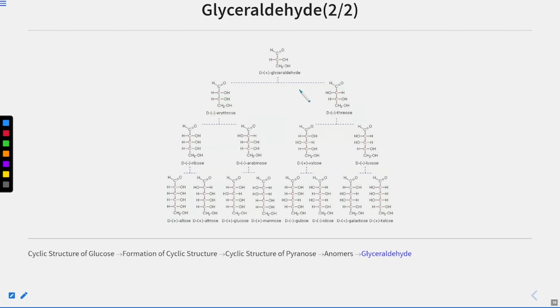Now, if I ask you under what classification they fall, all of these are aldose. Why? Because the carbonyl center is at the first position in each of them. Now let us try to divide it on the basis of number of carbon atoms. We have seen this is glyceraldehyde, it is triose. This is 1, 2, 3, 4 carbon, so it is tetrose.